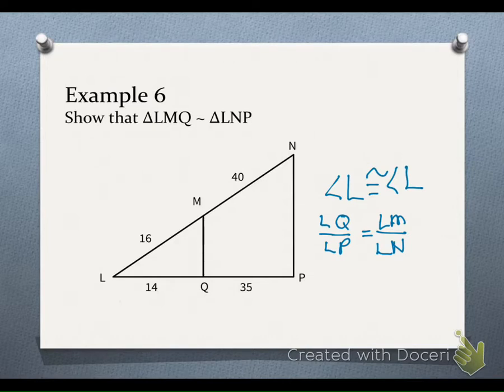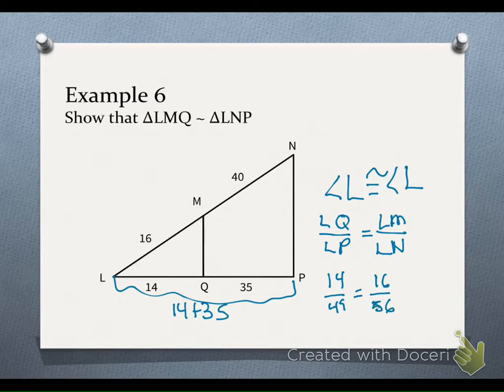So now we are going to compare those ratios. Randall, you ready? 14 over 35. 14 over, ooh, be careful. So it's LP, so it's going to be over the whole length. So 14 plus 35, which is 49. And then our last part over here, we have 16 over 56.